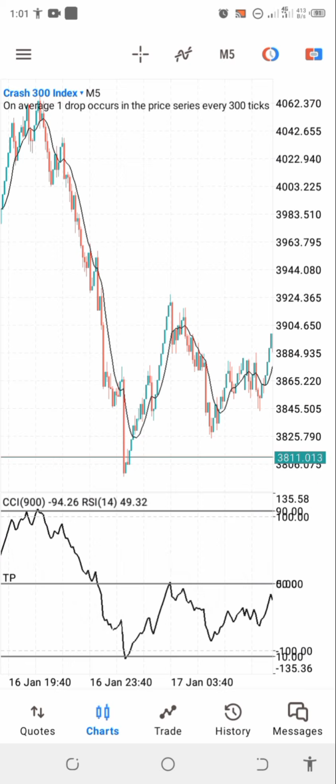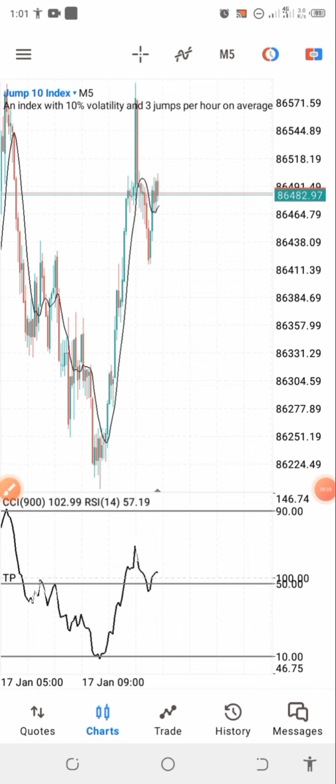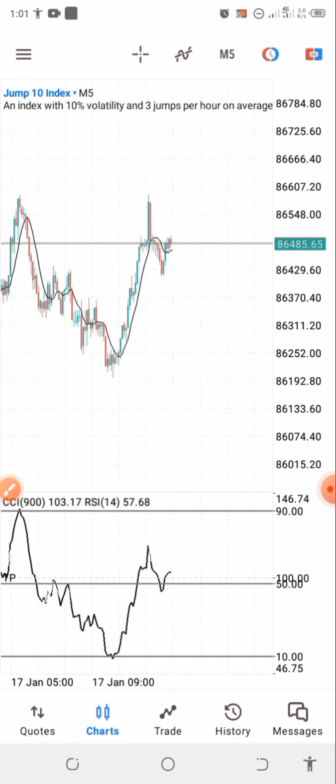Now on a Jump Index, all we need to see is the CCI touching the 10 levels of the RSI, and I want to see the price going above the CCI right here. When you see the price going above the CCI, you already know the price is going for a buy, and you straight TP right at the 50 level, or you TP when you see a reaction at this area right here. So that is that for a buy.